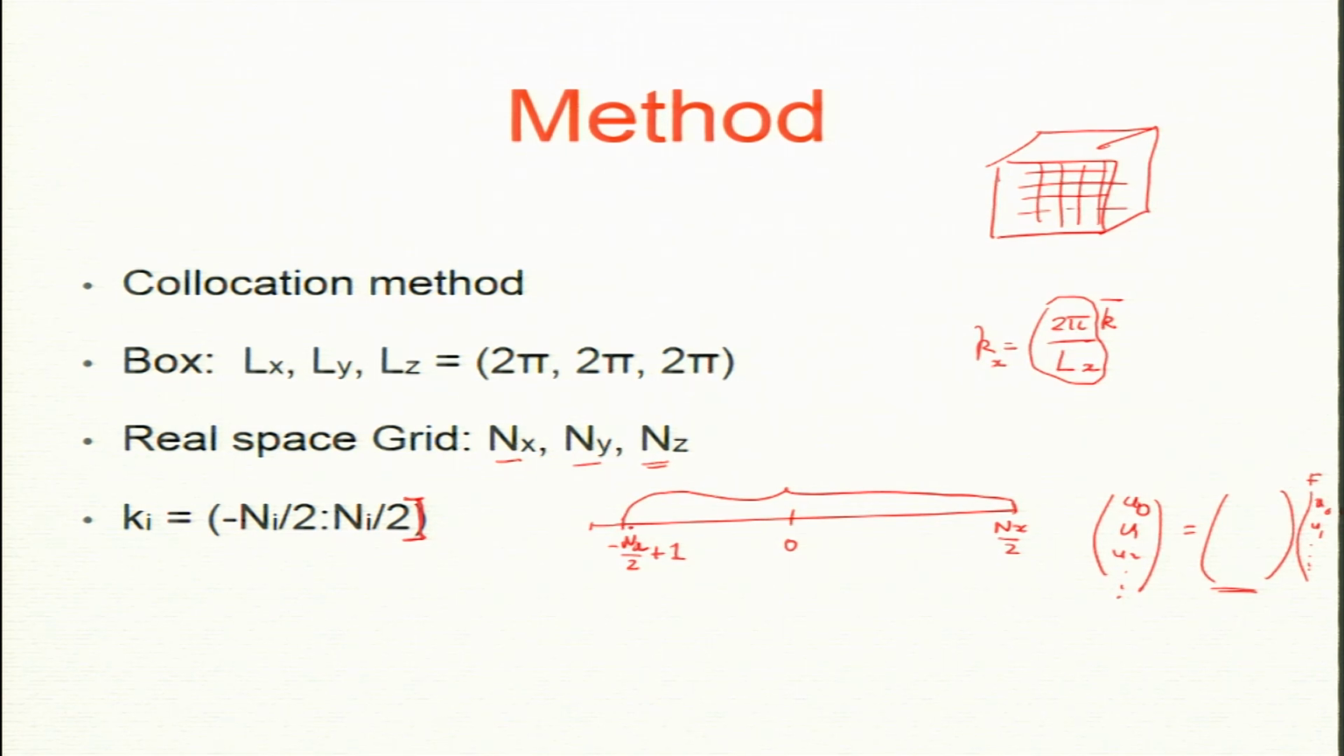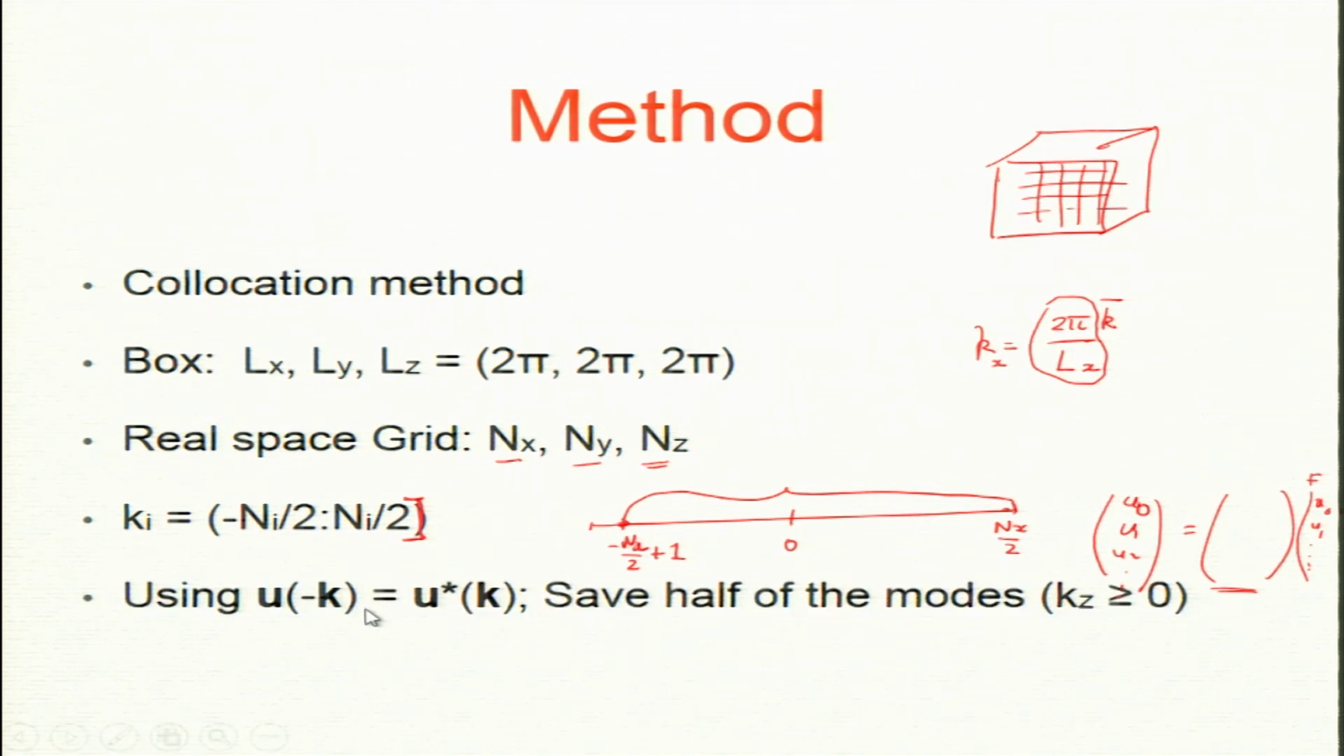We need to know that I keep only from here to there, and there is a reality condition which I am going to come to in a minute. This reality condition has to be satisfied because the velocity field is real. In a 3D box, I can illustrate in 2D very easily, but in 3D it requires a bit of visualization. So let us work in 2D.